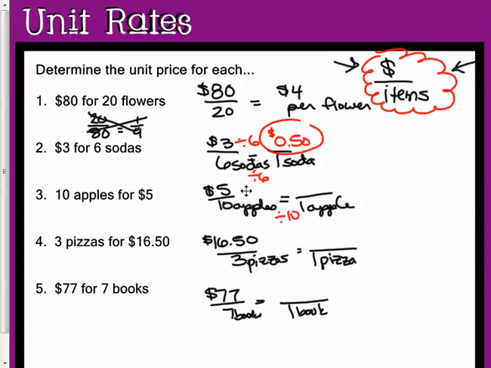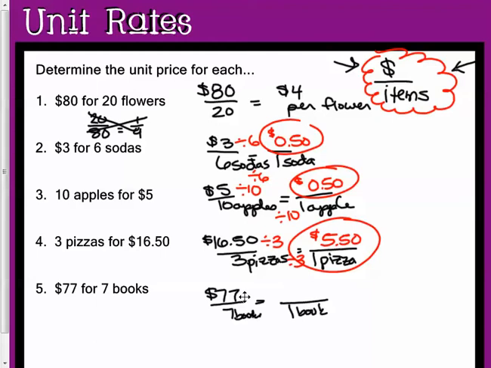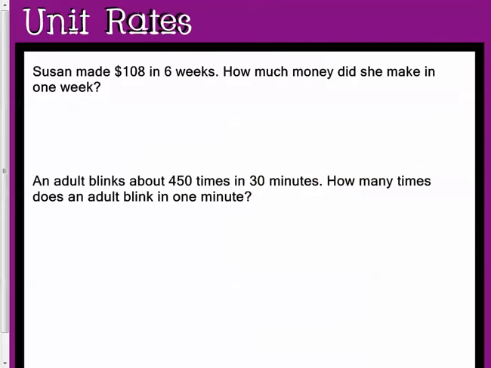Here we're going to divide by 10, and we get 50 cents again. Okay, so it's 50 cents per apple here. If down here we divide 1650 by 3, we get $5.50 per pizza. And then down here, if we divide the $77 by 7 books, we're paying $11 per book. Okay, so now that we've got the basics, let's problem solve.